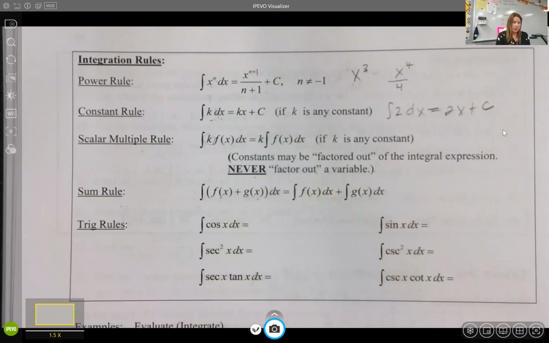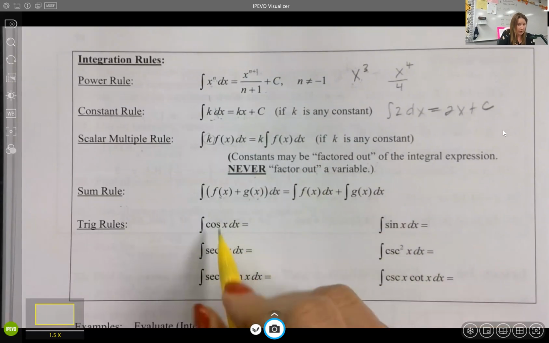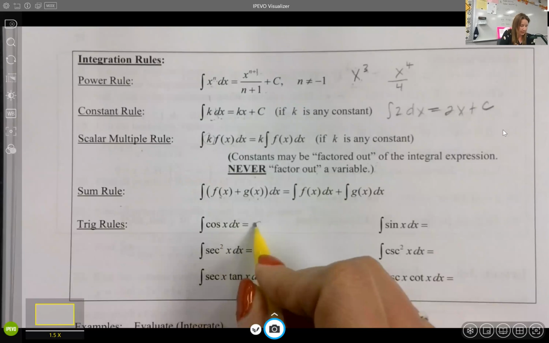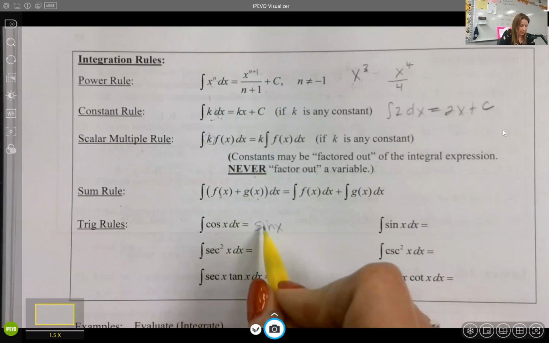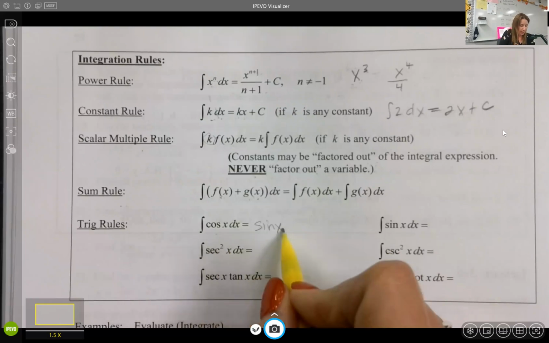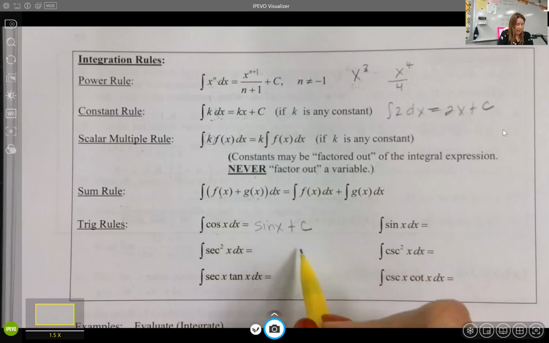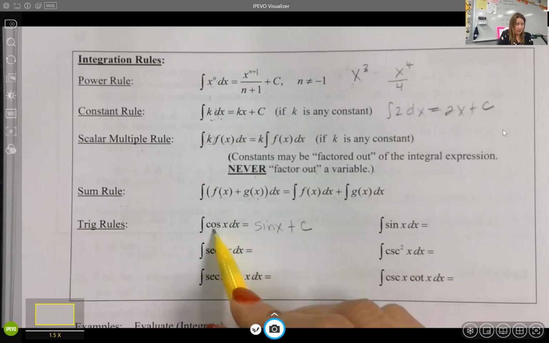Okay, so let's go through some trig rules. I know that the derivative of sine is cosine. So the sine x would be my original plus whatever my plus c was. So if I take the derivative of sine, I get a positive cosine. So that works.